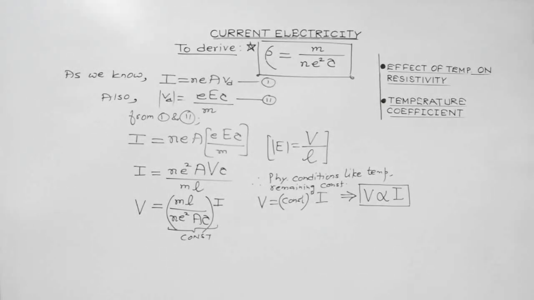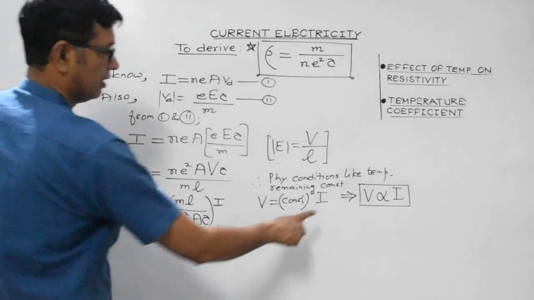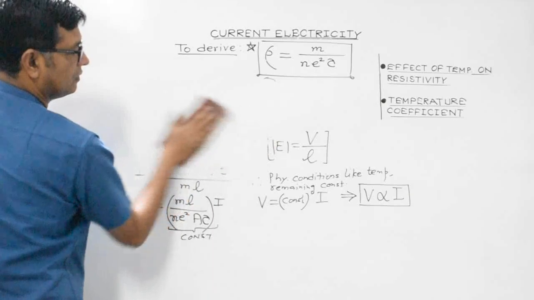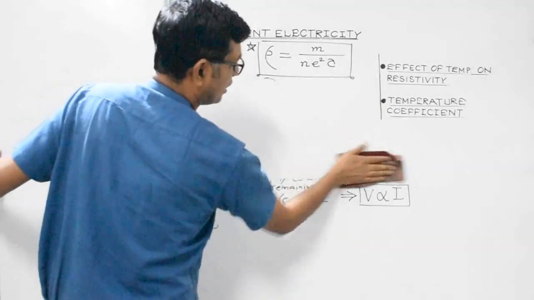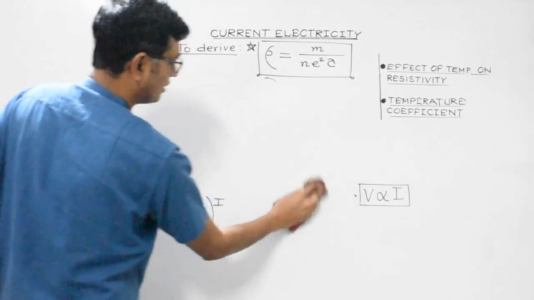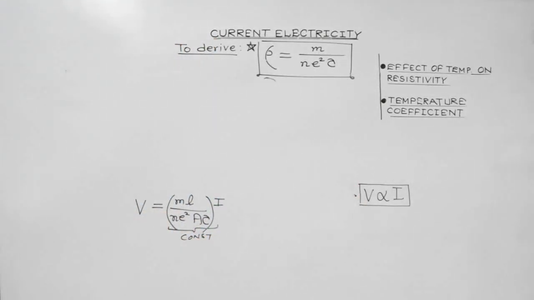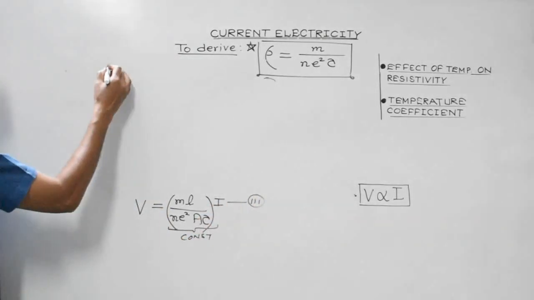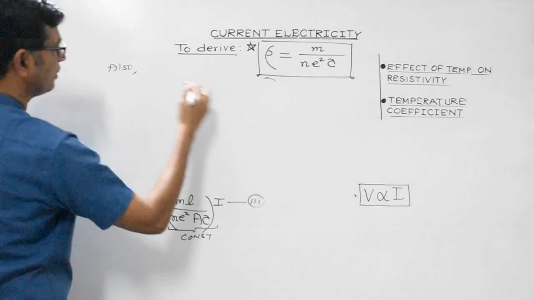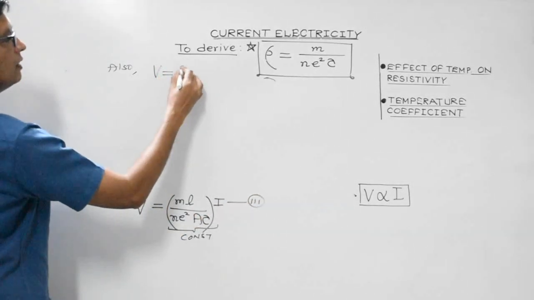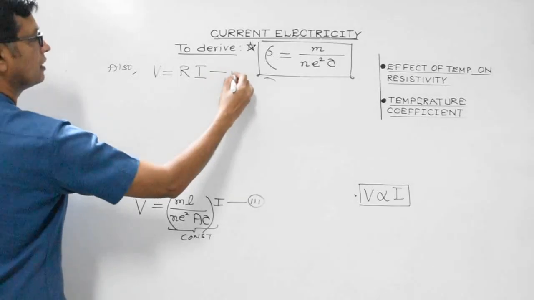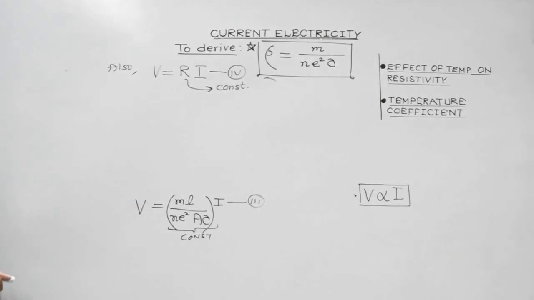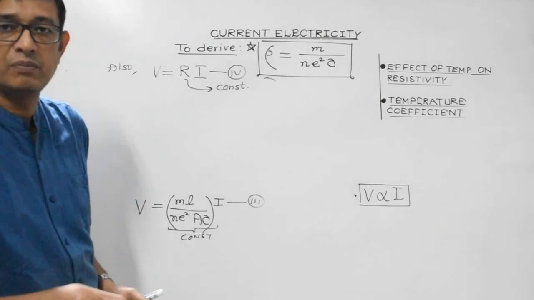So here we can represent R in terms of rho as well. We are aware this constant is known as the resistance. So put this as equation number 3. Also, from Ohm's law we are aware V is equal to IR. Put this as equation 4. R is constant. It is the constant of proportionality for given physical conditions of temperature and mechanical strain.